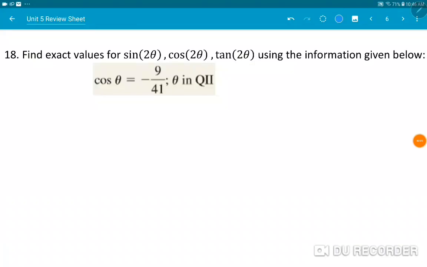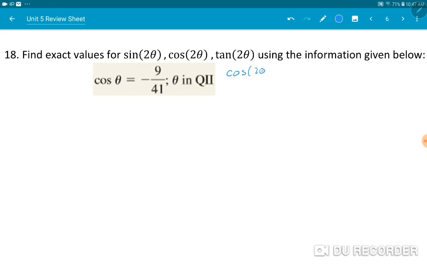On our Unit 5 review sheet, number 18, we need to find the exact values of the double angles for sine, cosine, and tangent, given this information. And we're given cosine in the quadrant. So we have to still find sine, at least sine, because of our double angle formula. Let me just rewrite those over here.